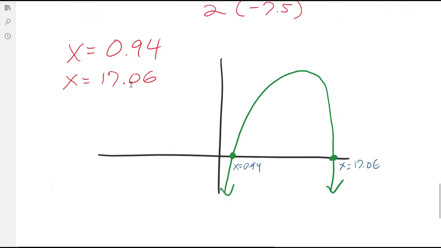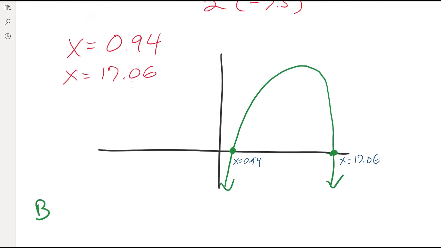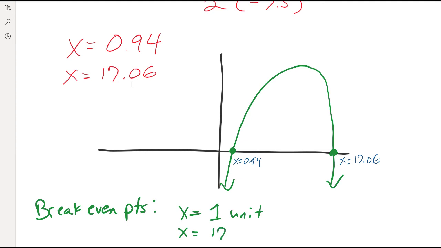So the break-even points we're going to have here, and this is what you're going to have to put into your homework, are whole units, because you can't have a partial unit. I can't sell 0.94 of a unit. So what this means is that I'm going to break even at the next unit after 0.94, so when x equals 1 unit. And then also, right here at 17.06, I'm going to break even slightly before that, so at 17 units.